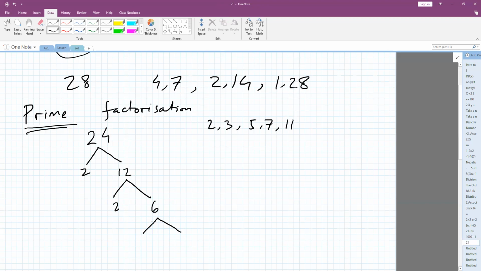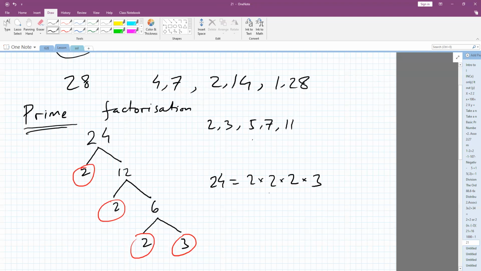So in this case, if you have 6, when you divide by 2, you get 3. So this is the end of it, because 3 is already a prime number. Now I can write down that 24 equals 2 times 2 times 2, and then lastly we multiply by 3.